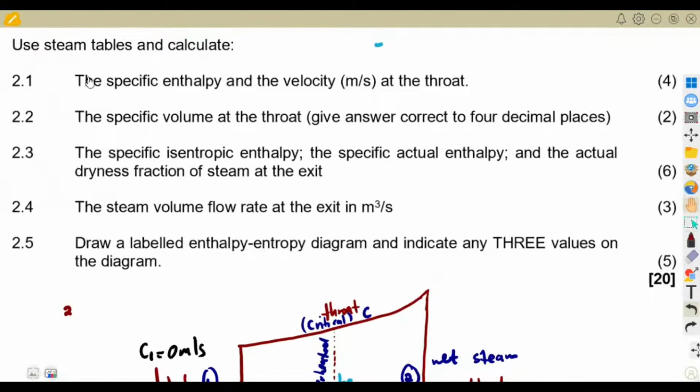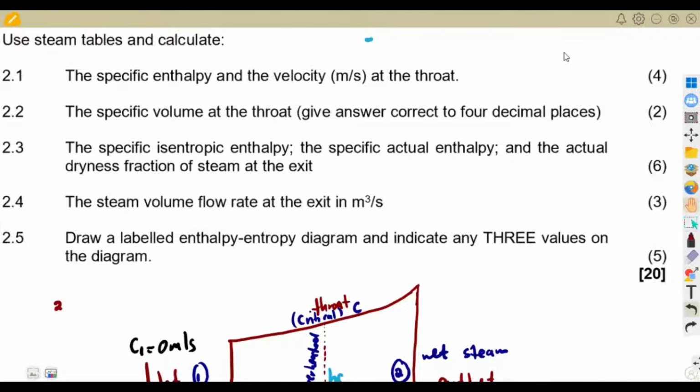All right, so let us check the first part, which is on 2.1, because they want us to also use the steam tables. Take note, use the steam tables there. If we take a closer look here on 2.1, we are supposed to use the steam tables and calculate one, the specific enthalpy and the velocity in meters per second at the throat. We need the specific enthalpy there and also the velocity.